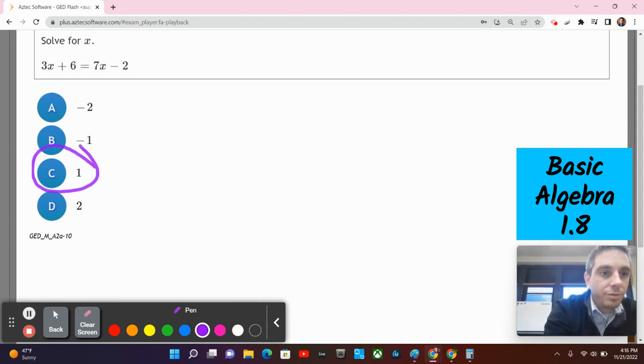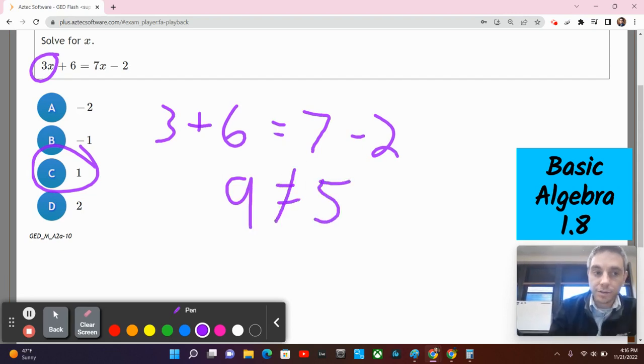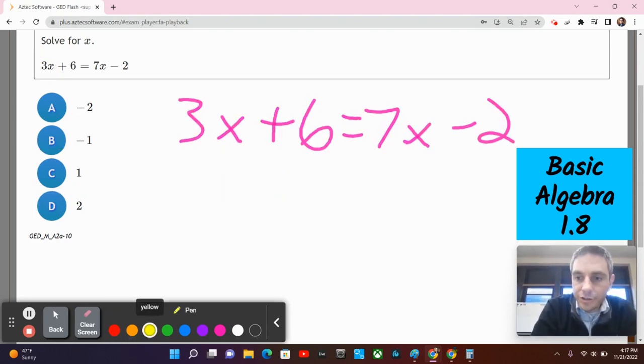Well, if x was equal to 1, 3 times 1 would be 3, and then 7 times 1 would be 7, and we'd end up with 9 equals 5. Okay, well, that's not true. So C is not the correct answer, but you can see what I mean. Okie doke, so a couple observations before we start.